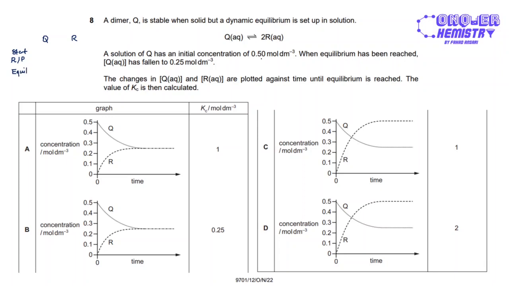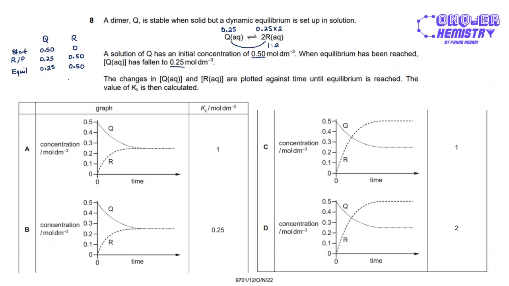So at the start, you can see that Q has an initial concentration of 0.5. So I'm going to write this over here. And when equilibrium has been reached, concentration of Q has fallen to 0.25. So in other words, for Q, 0.5 minus 0.25, that is 0.25. That is the concentration of Q that was reacted and converted into R. Now R in the beginning has 0 concentration. Now if 0.25 mole per cubic decimeter of Q reacts, we know that the ratio between Q and R is 1:2. So we will have 0.25 times 2, which will be the produced concentration of R, according to that ratio. So that will be 0.5. And so at equilibrium, we will have 0.5 mole per cubic decimeter of R.